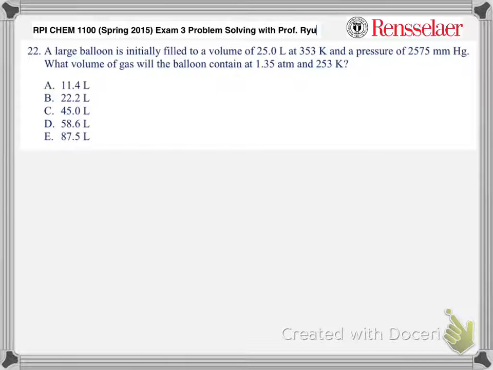Okay, so this is a problem about the volume change of the balloon. So there's a balloon, and we know the volume, 25 liter, and 353 Kelvin. Okay, so we know the volume, and also we know the pressure, and the pressure unit is kind of interesting. So I want to change that into the ATM.